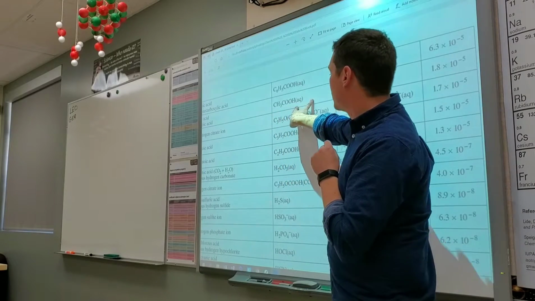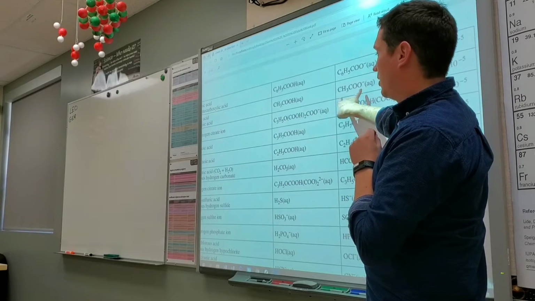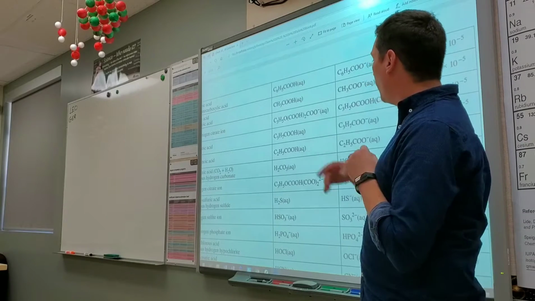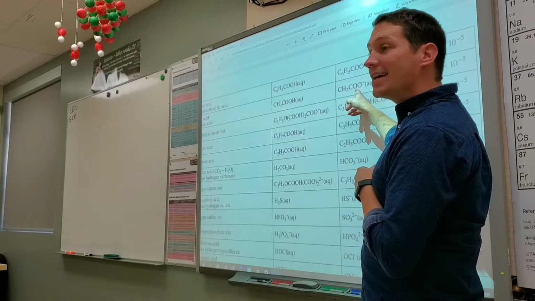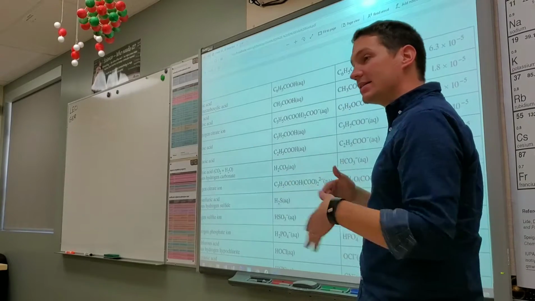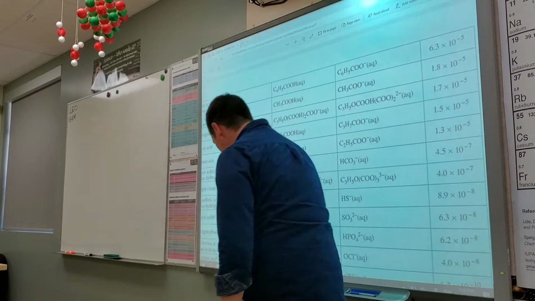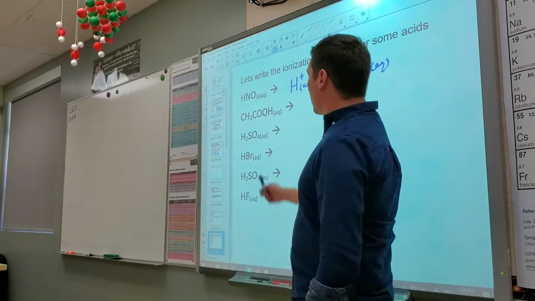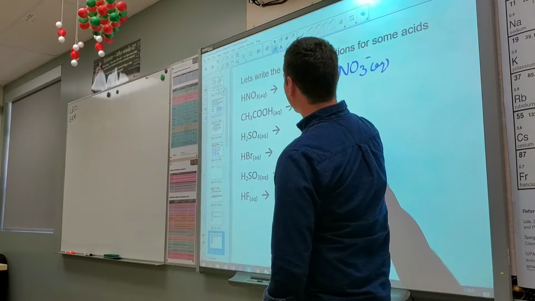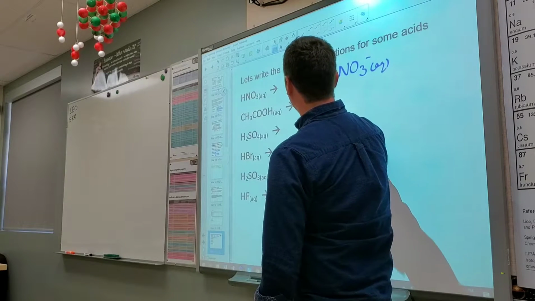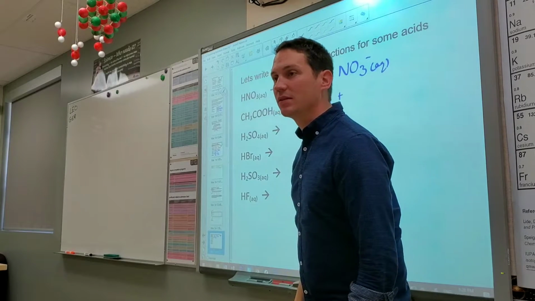And what do we turn into? CH3COO. Well, what is that thing? That's an acetate ion. That's why we call it acetic acid. So what's going to come off of here? A hydrogen ion, a single hydrogen ion. And what else?